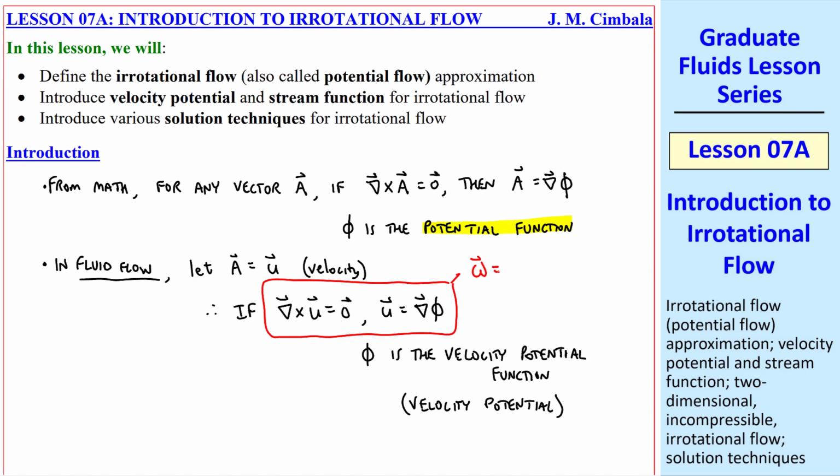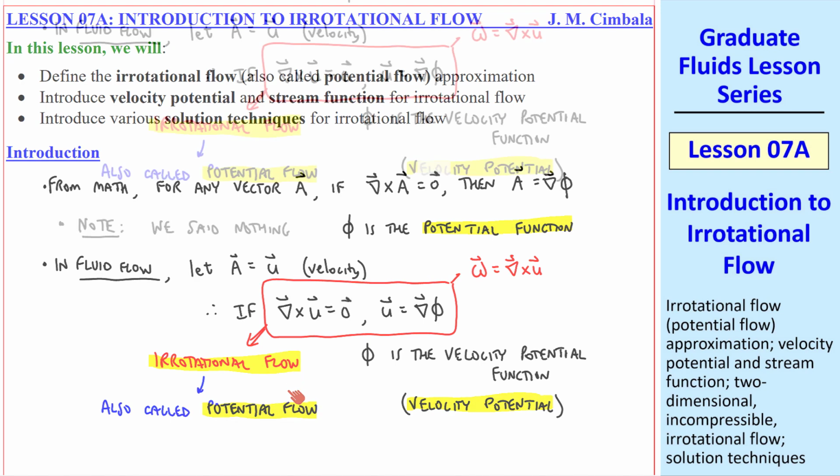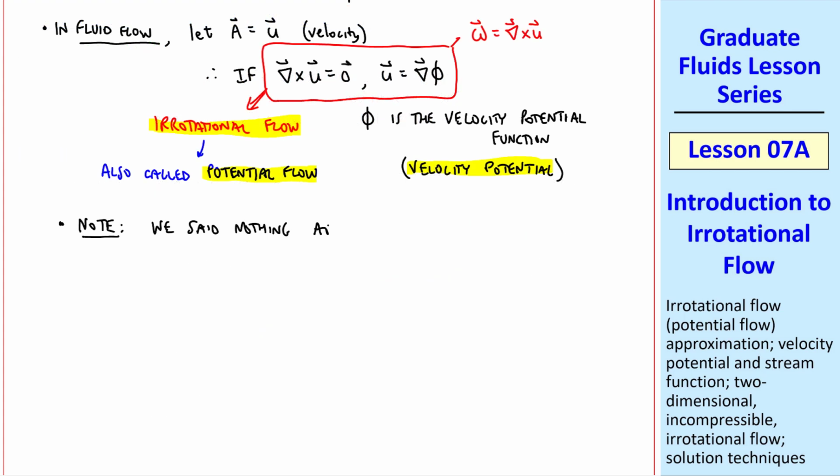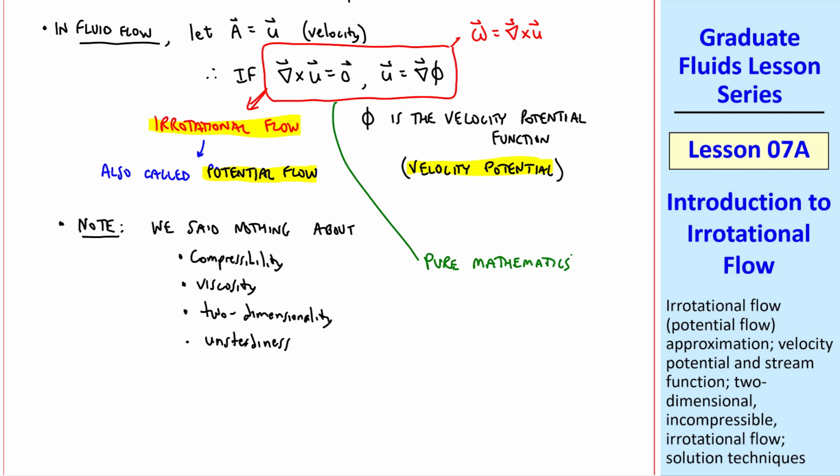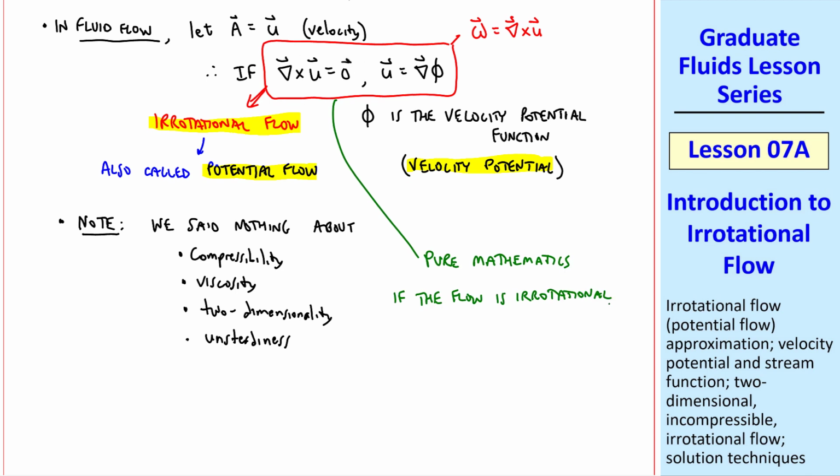Recall that since omega, the vorticity, is del cross U, then this implies irrotational flow. Because we have this velocity potential, irrotational flow is also called potential flow. I'll use these two terms interchangeably. One thing you may have noticed, we said nothing about compressibility, viscosity, two-dimensionality, or unsteadiness. This concept of the velocity potential comes from pure mathematics. So if the flow is irrotational, then U is the gradient of phi. The flow would still be a potential flow if it's irrotational, regardless of whether it's compressible, viscous, three-dimensional, even unsteady.